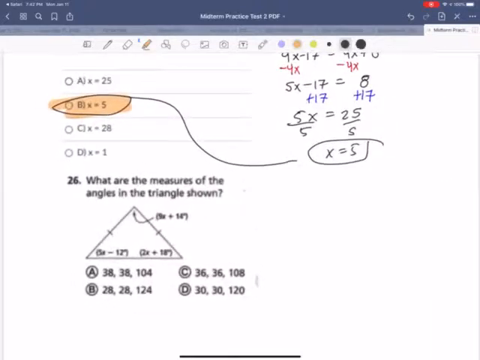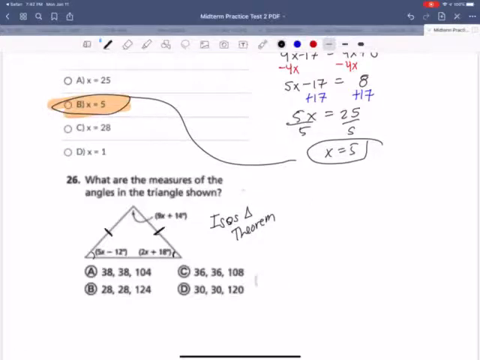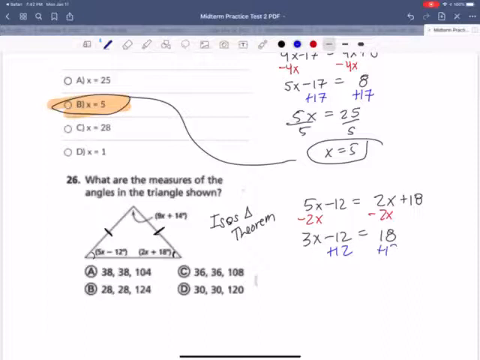Next one. What are the angle measurements here? Notice we can say these two angles are equal, so these two expressions have to be equal. That's the isosceles triangle theorem. Okay, so I'm going to set these equal to each other, and I need to get x by itself. And so x is 10.